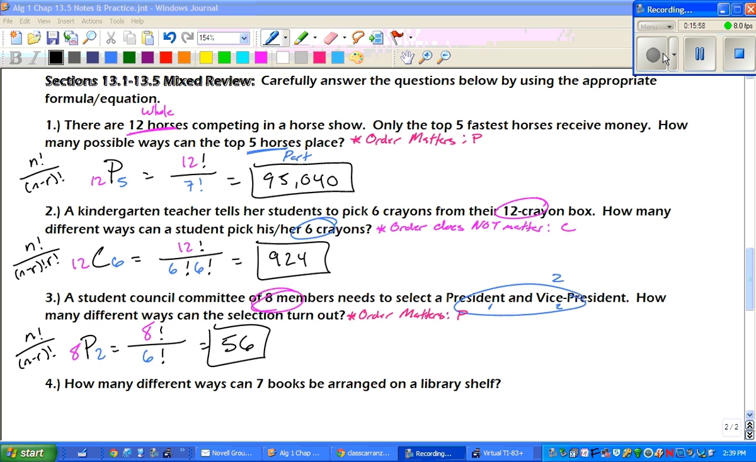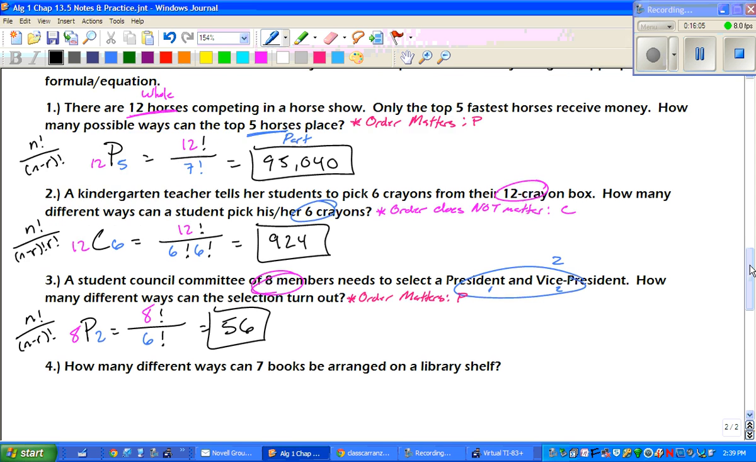Okay, for number 3, order matters. All right, so we use the permutation formula, and then you get a total of 56 different ways that could happen.